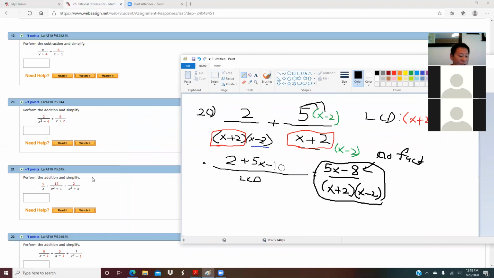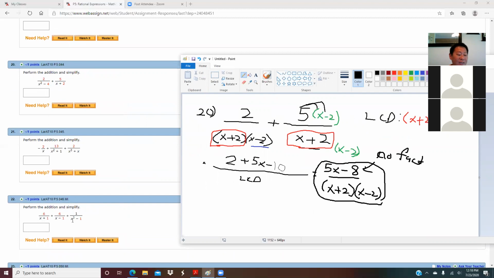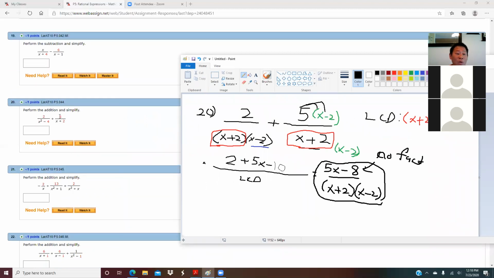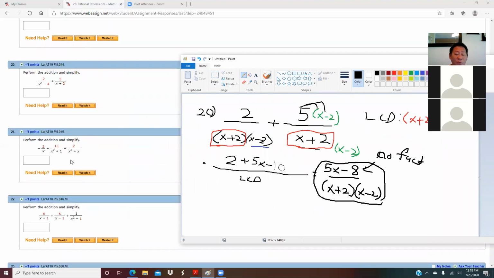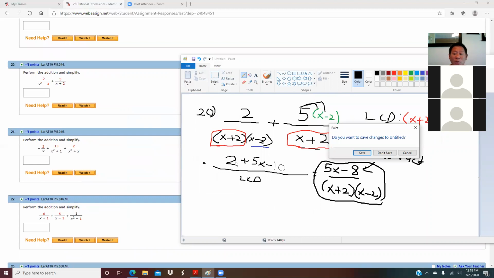I think someone asked about 23. So I won't do 3 fractions like this. I only come up with 2 fractions like this. I don't come up with 3. So in the test, you won't see something like 21 or 22.